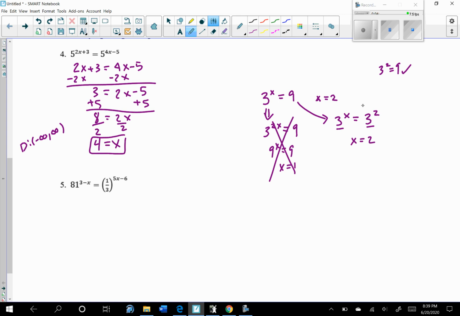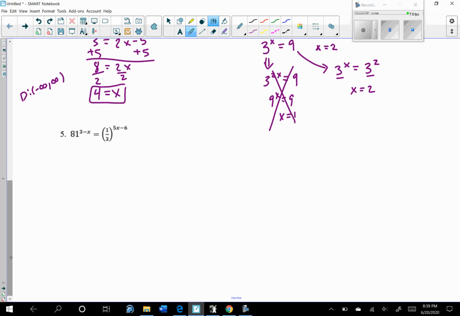So again, just always be careful with that idea. So if we look at question number 5, looking at the lower base, we can see it is a base of 3. So I have to think, 3 to what power gives me 81? That would be, of course, 3 to the 4th power.